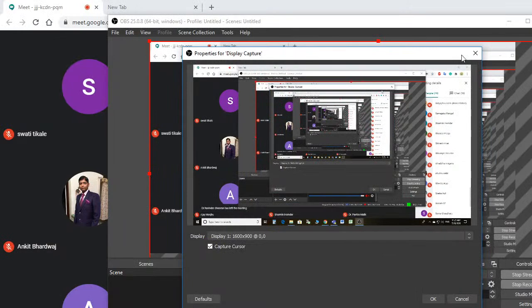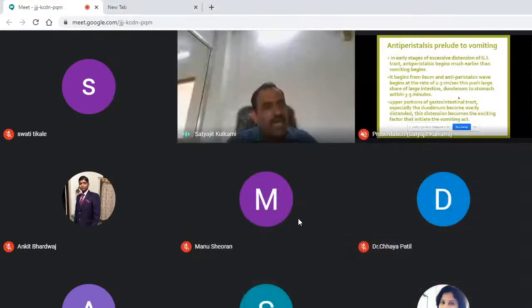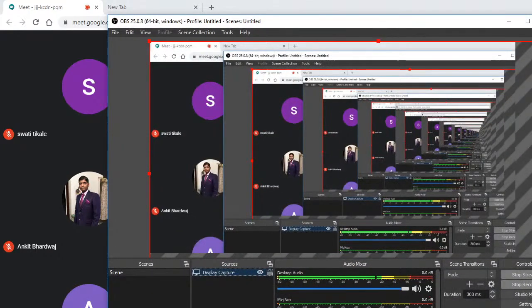All of you may know peristalsis. Peristalsis is movement of the gut to propel the contents of the intestines from the direction of mouth to anus. But here, in case of vomiting, opposite movement of the gut occurs, due to which the contents from the small intestine or duodenum are propelled into the stomach. So let's read it. In early stages of excessive distension of the GI tract, antiperistalsis begins much earlier than vomiting begins. It begins from the ileum, and the antiperistalsis wave moves at the rate of 2 to 3 centimeters per second. This pushes a large share of the small intestine contents into the duodenum and stomach within 3 to 5 minutes. The upper portion of the gastrointestinal tract, especially the duodenum, becomes overly distended, and this distension becomes the exciting factor that initiates the vomiting act.